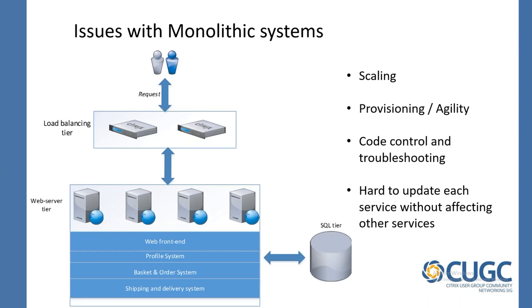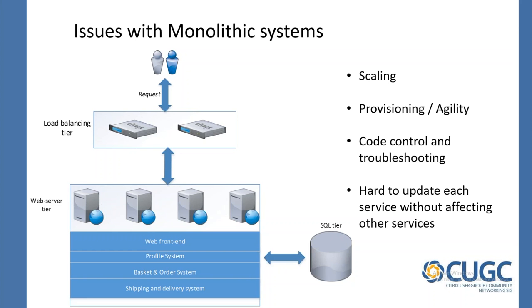So initially, when we're talking about moving into microservices and containers, we need to talk a little bit about monolithic systems. Traditionally, if you think about a simple e-commerce website, we might have web servers containing all the different modules and services running on a single web server. And then we might scale up those web servers, which are mostly virtual machines. And then we have a backend SQL server, and all requests are load balanced using our existing NetScalers.